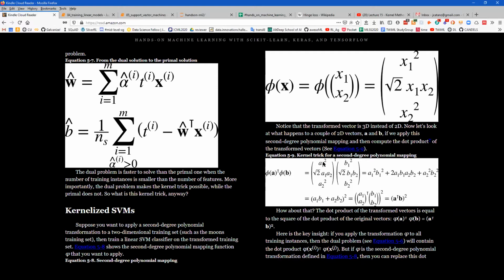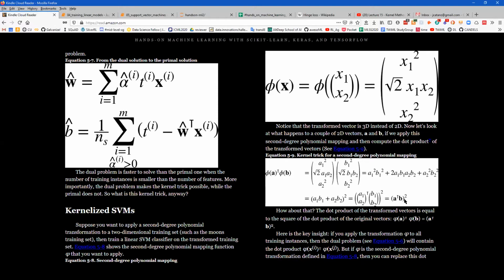Phi of A transpose would be this vector, because this is the recipe for how to map A to the higher dimensional space. And this is the recipe for how to map B to the higher dimensional space. And so you take the dot product of the mappings, and you end up with this. It turns out that this function is a function only of A1 and B1, and it can be represented as a function of the dot product of A and B.